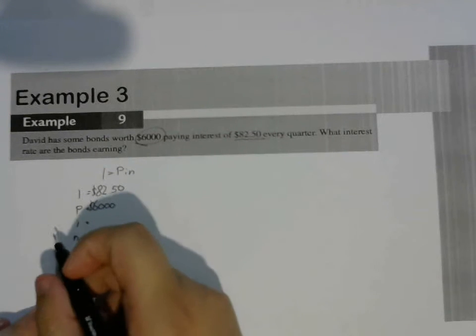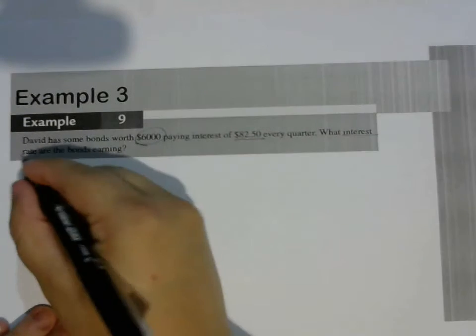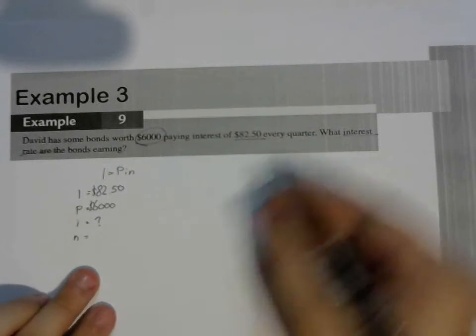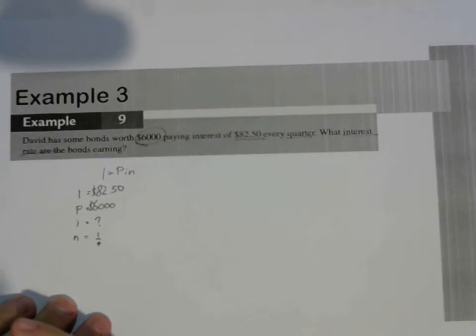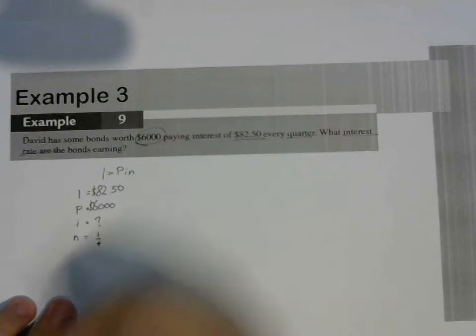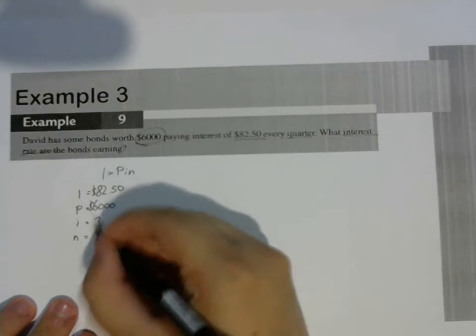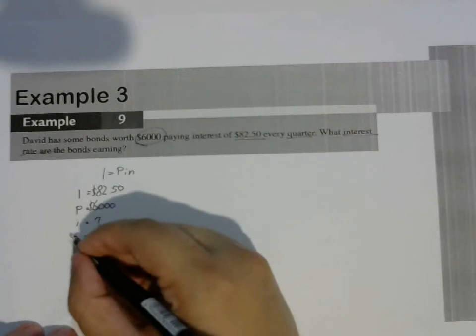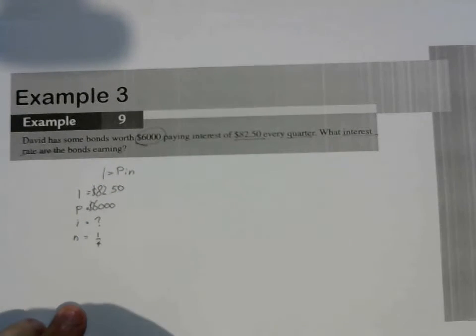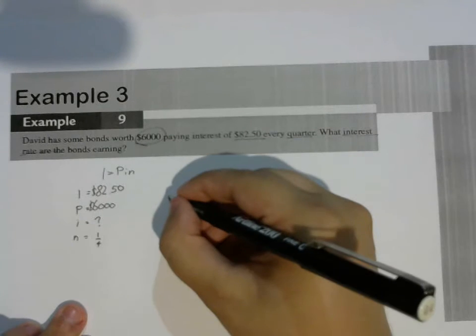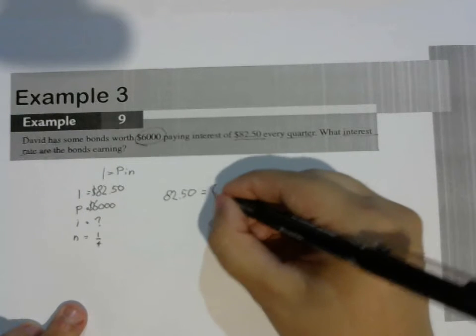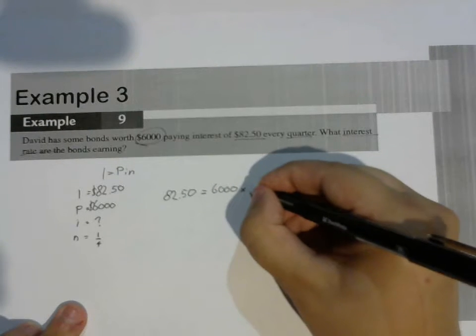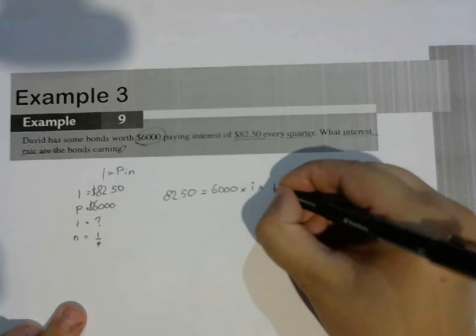R is the interest rate, and we're actually asked to calculate that, so we don't know what the interest rate is. N is the term. We have every quarter, so the term is 1/4 of a year. Now we notice that we don't know what the interest rate is, so we're going to have to rearrange our equation to get that value. Let's give it a try. Our interest is $82.50, which equals the principal, $6,000, times R, the interest rate, times 1/4.